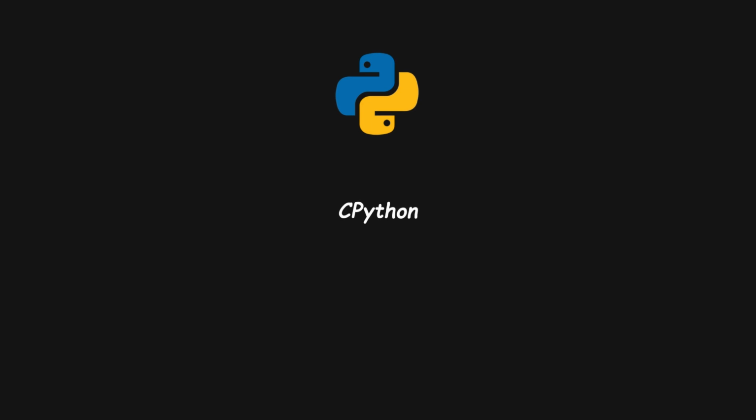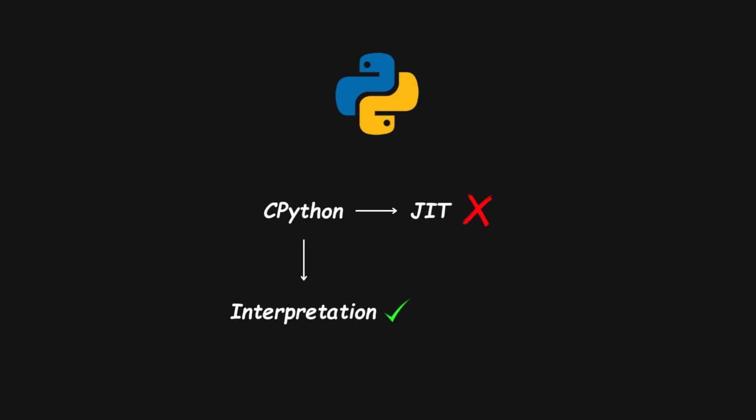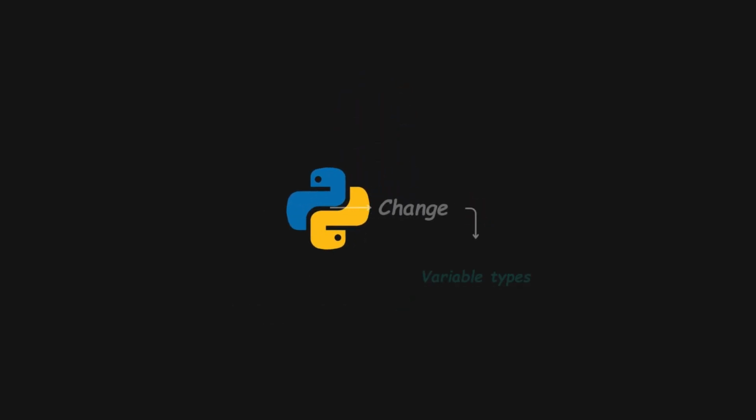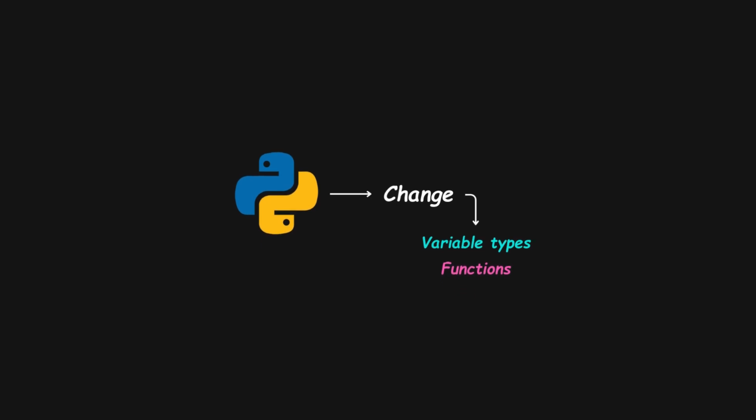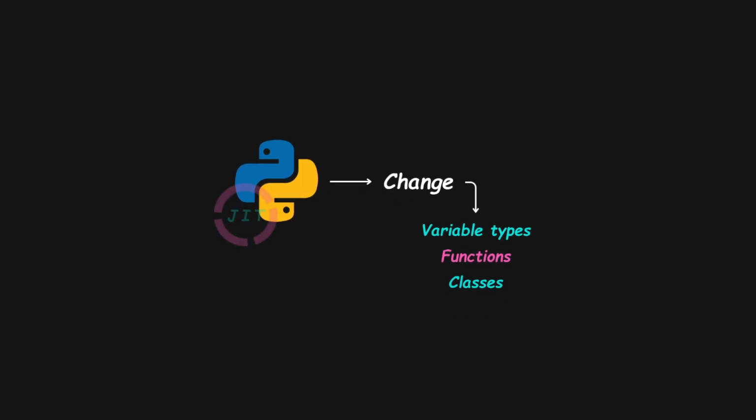Here's where things get interesting with Python. The widely used CPython doesn't have a JIT compiler. It relies entirely on interpretation. Why? Because Python is very dynamic. You can change variable types, functions, or classes at runtime. This flexibility makes JIT difficult to implement, since Python could change things after the code is compiled.